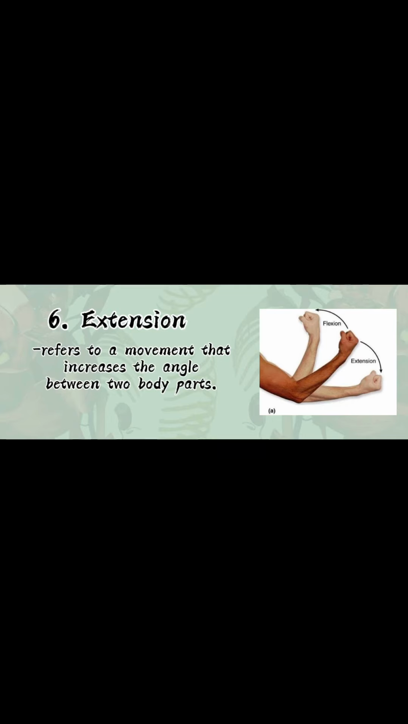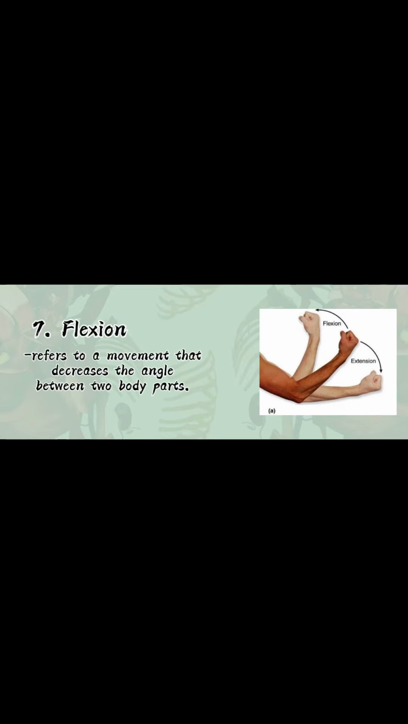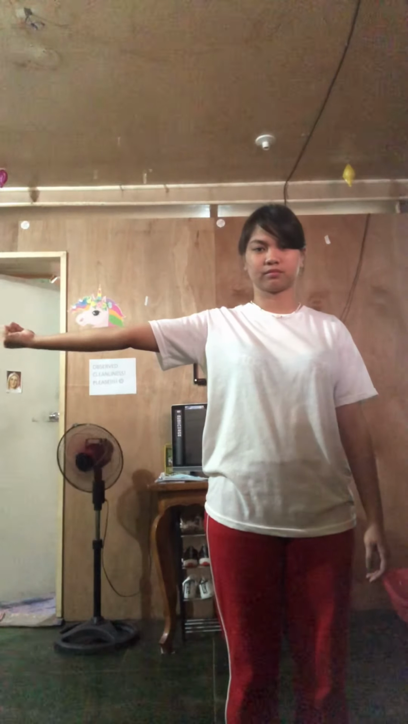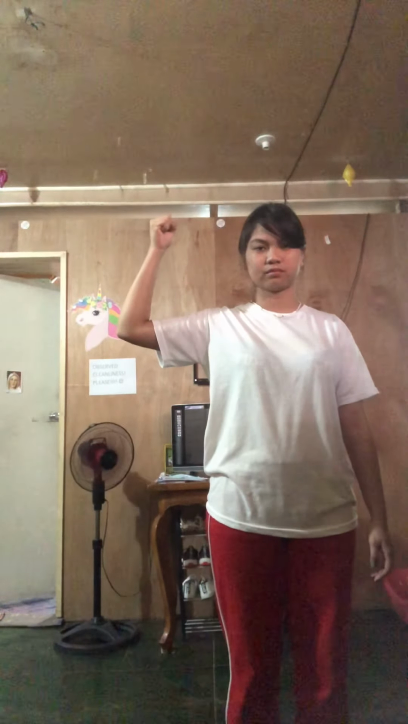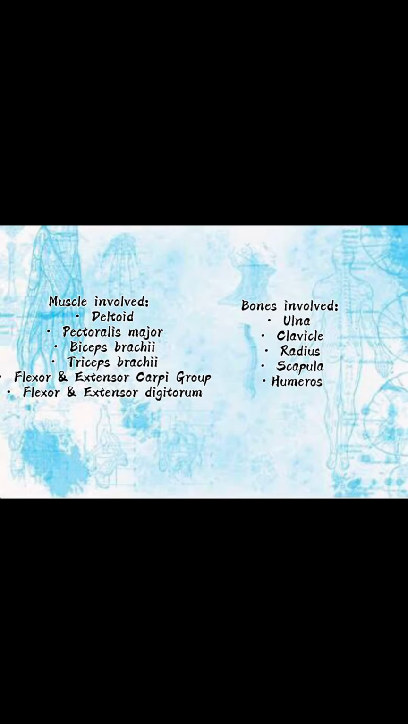Next movement is extension. Extension refers to the movement that increases the angle between two body parts. The seventh movement is flexion. This movement is the exact opposite of extension. This refers to a movement that decreases the angle between two body parts. Proper execution. These are the muscles and bones involved.